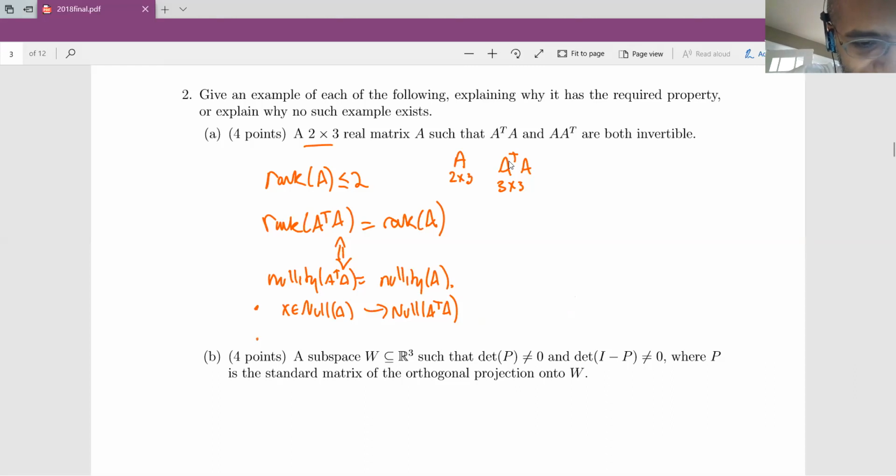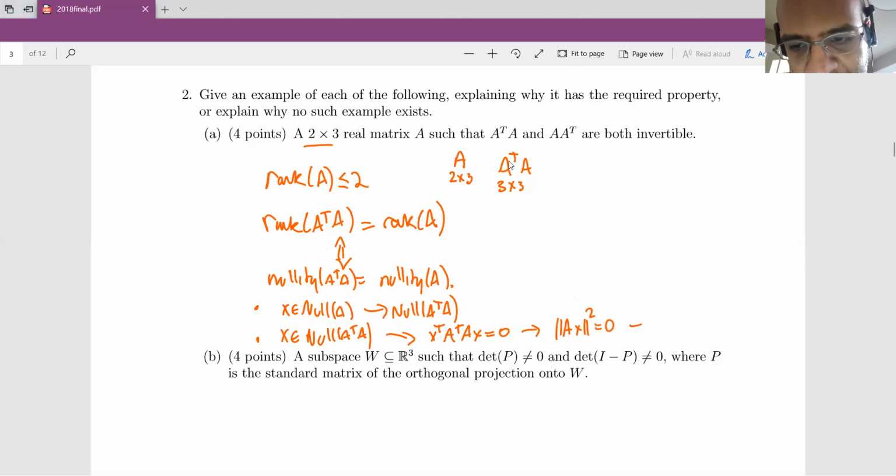And now the interesting thing is the other direction. What if X is in the null space of A transpose A? Does that imply it's in the null space of A? Well, we're going to see that it does. There's a very slick trick here. That means A transpose AX equals 0. And now I can hit both sides by X transpose. But that means the norm of AX squared is 0, which means AX is 0, which means X is in the null space. So they have the same nullity, so they have the same rank.